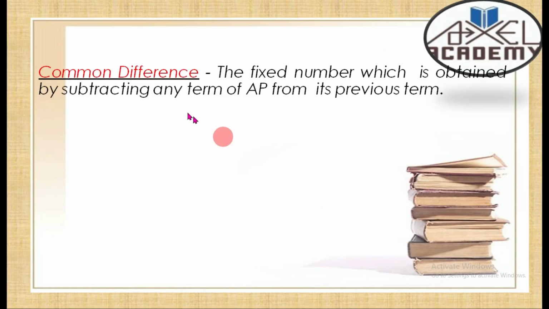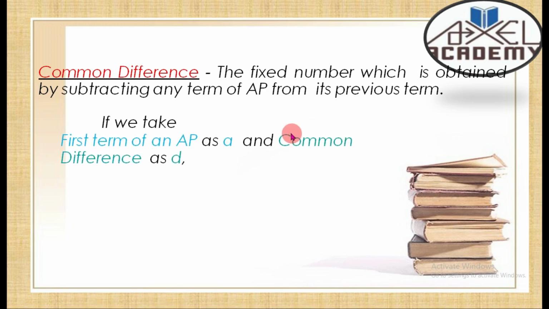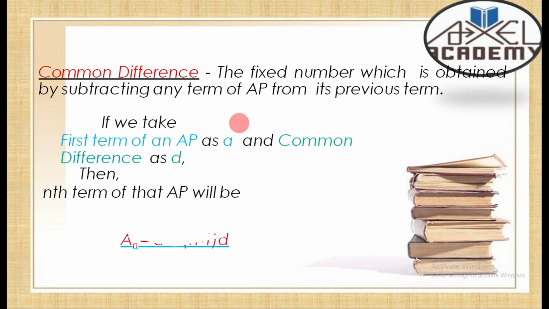Now that thing I have explained already: the fixed number which is obtained by subtracting any term of an AP from its previous term. I hope this point is clear. So if we take the first term of an AP as a and the common difference as d, then the nth term of an AP will be, as we have seen in the previous slide, an equals a plus (n minus 1) times d. The first term a1 was a, a2 was a plus d, and in the same fashion we can write the nth term of the AP.